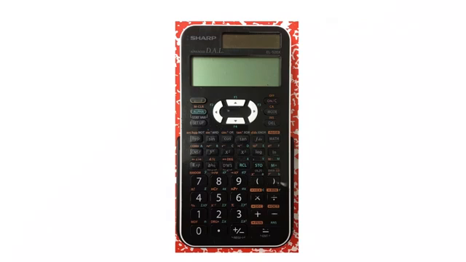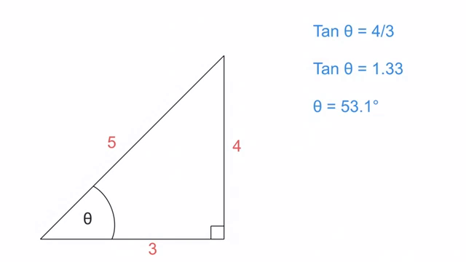So let's take our button here and press inverse tan 1.33 equals, which is that guy, or you're going to put 1.33 inverse tan, again depending totally on your calculator, and you should get your angle, which we're hoping is going to be 53.1 degrees, aren't we? Let's take a look. Well, what do you know? It is 53.1 degrees. So there you go.